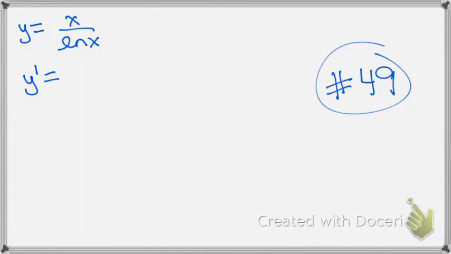Okay, number 49, quotient rule. But again, remember, if you get an answer that's 0 or negative, you can't count that because you don't have that with the natural log. You can't take the log of 0 or a negative number.